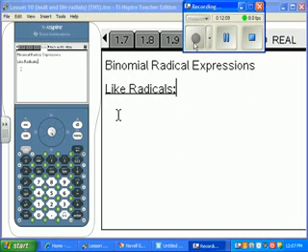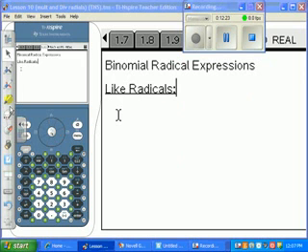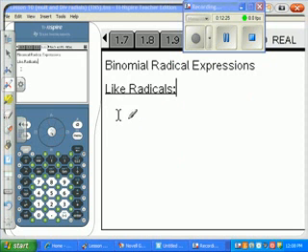Okay, binomial radical expressions. Like radicals. Who could tell me what they think a like radical might be? Radicals that have the same index. What else? And same base isn't the word. Inside. What do you mean by inside?